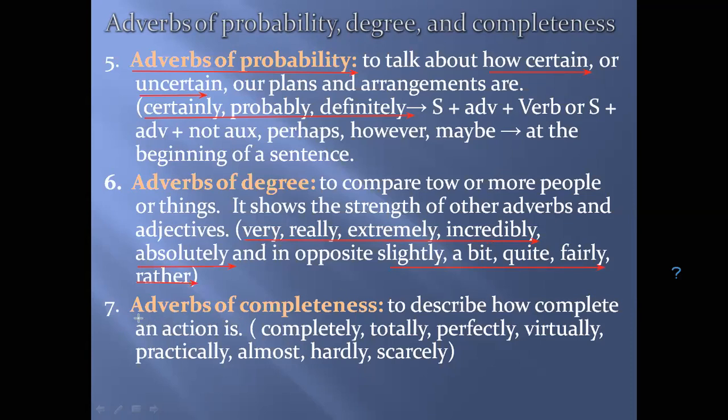Okay. So another one, adverbs of completeness, is quite simple. They describe how complete the action is. For example, totally, completely, perfectly, virtually, particularly, practically, almost, and hardly, scarcely. Those are talking about completeness, degree, and probability. Is that clear? Yes. And it's not much difficult. You just need to understand what they are talking about.